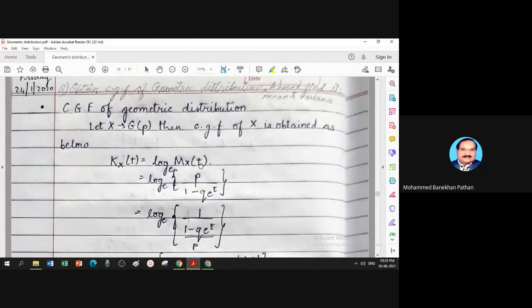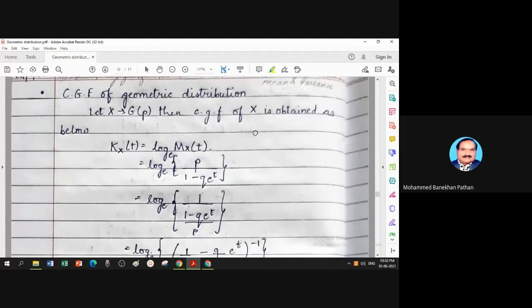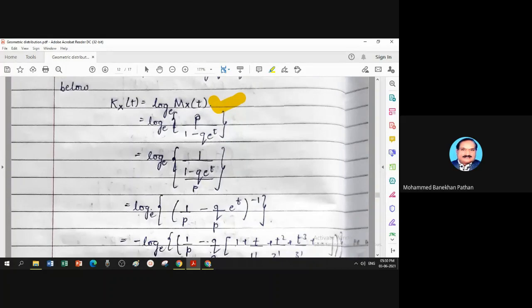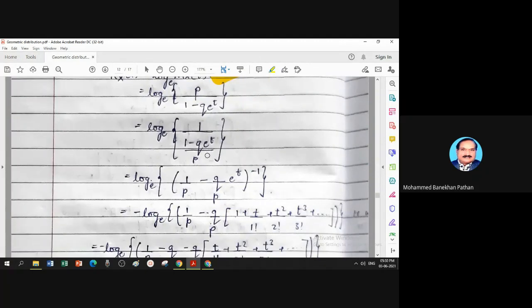Now let us see how to develop the cumulant generating function, CGF, of the geometric distribution. X follows geometric with parameter P, then the CGF of capital X is obtained by using the definition KXT. It is the notation of CGF, log to the base E of MXT. Log to the base E, this is the expression of the MGF of geometric. I took this numerator to the denominator, so I write like this.